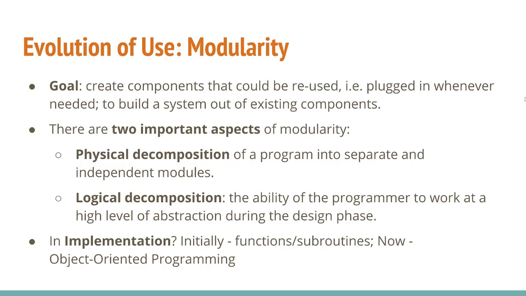Now, there are two important aspects to modularity. One is the physical decomposition of a program into separate and independent modules. That's just simply taking the code and separating it. Now, the logical decomposition is more of an abstract idea. This is the ability of the programmer to work at a high level of abstraction during the design phase, to be able to think about a large system in terms of pieces and logical pieces that could snap together. Not just the low-level minutia of the code, but thinking at a higher level.